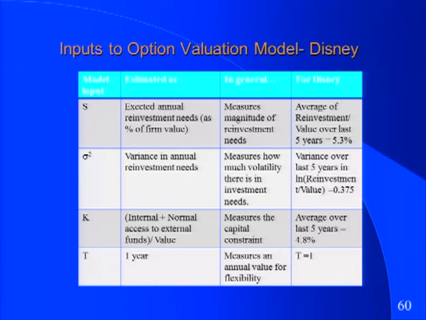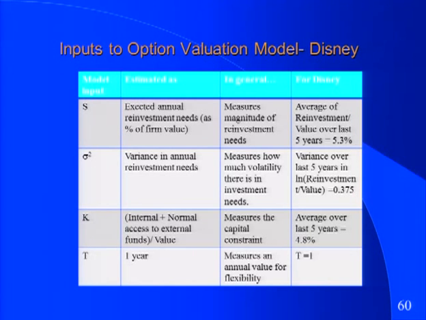For my S, which is what my reinvestment needs are, I look at your CapEx and working capital over time as a percentage of firm value. And if I average that over the last 5 years, that's 5.3%. So I'm taking net CapEx and change in working capital each year, dividing by the market value of the firm. So over the last 5 years, Disney on average has reinvested 5.3% of its firm value back into the business.